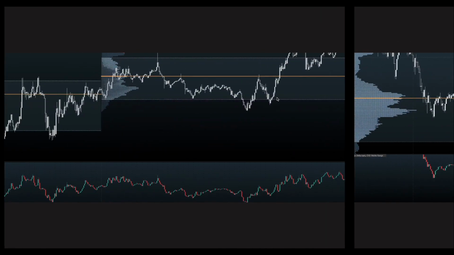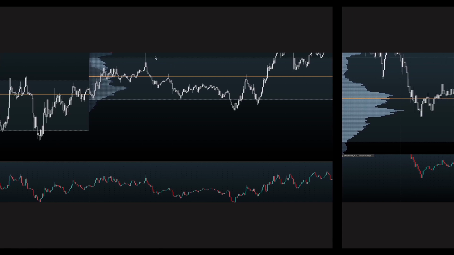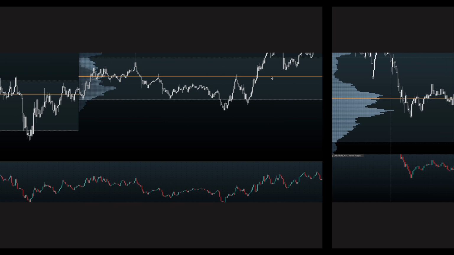Let me actually take a look. If, for example, you will target this high all the way up here, this is one of those things when you once again need to be aware of how much you are willing to give back. So I would aggressively trail my stop below these lows as we are getting closer to the target.